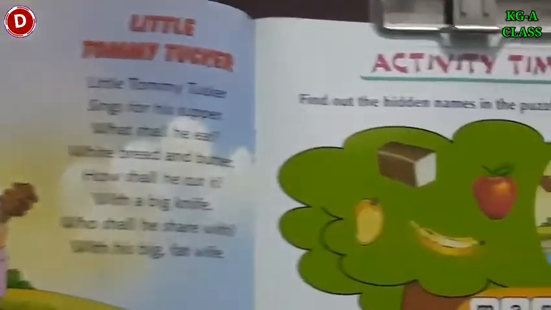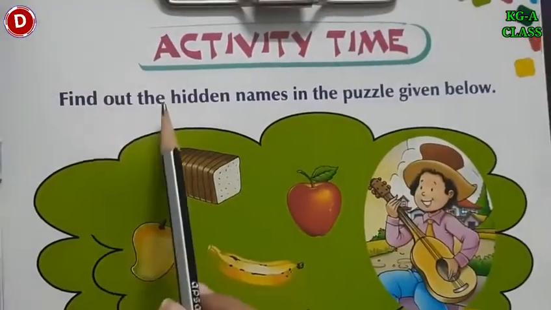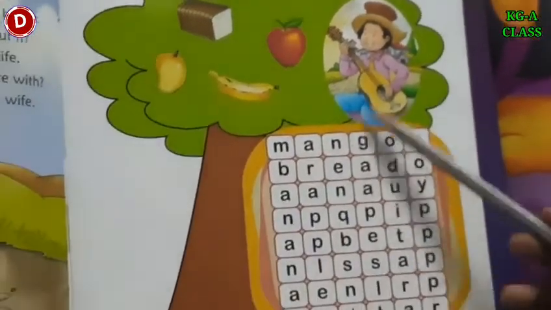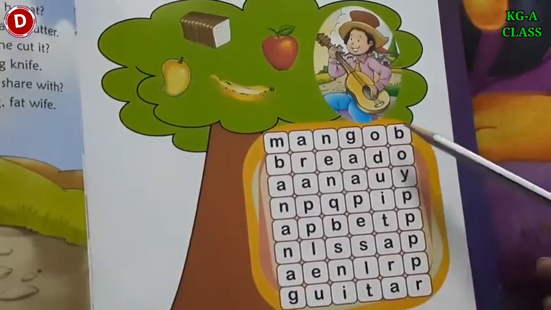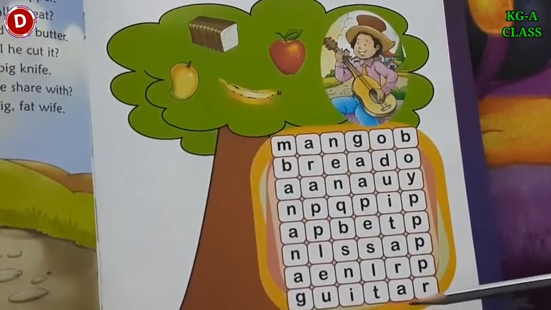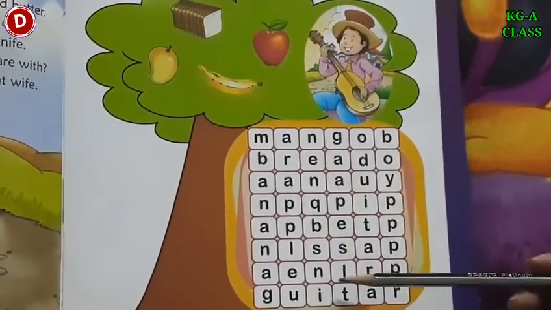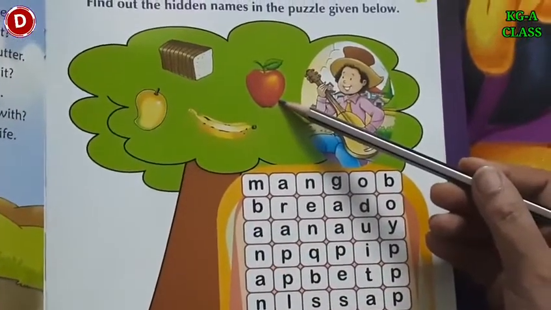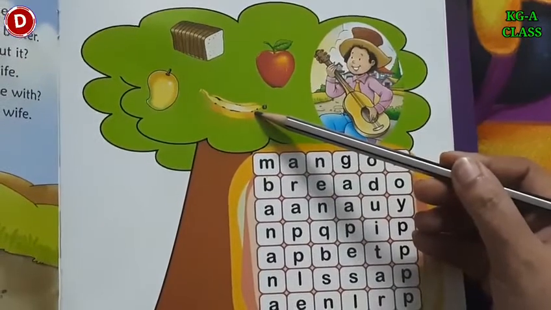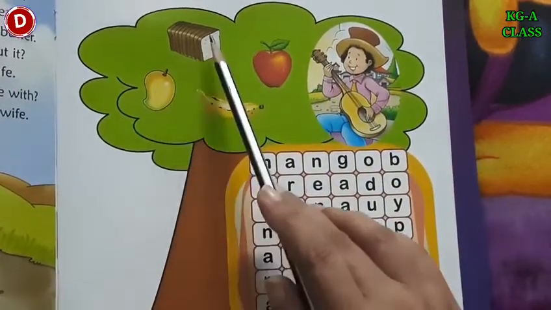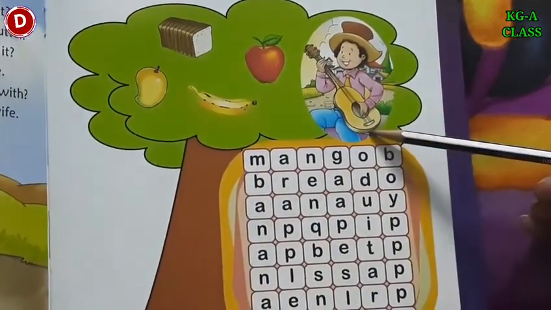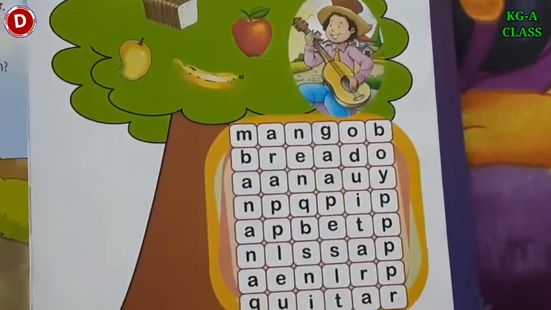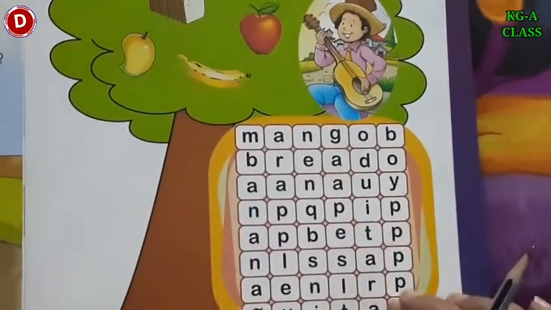Okay, so now what you have to do, you have to find out the hidden names in the puzzle given below. See children, this is a type of puzzle. Okay, and we have to find out names of these things, like this is an apple, this is a banana, this is a mango, and this is a bread, and this is a guitar, and who is he? He's a boy. Okay, so let's find out their names in this puzzle.